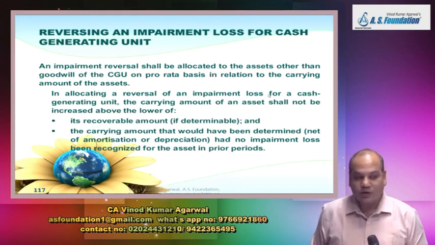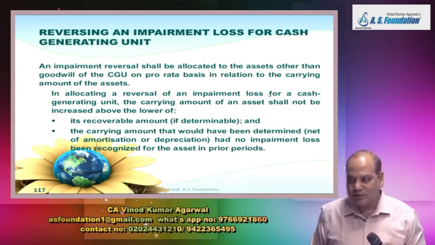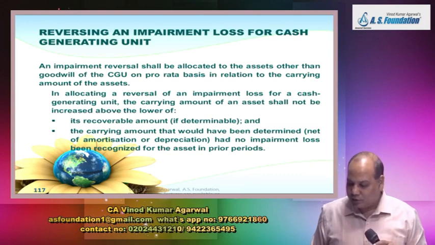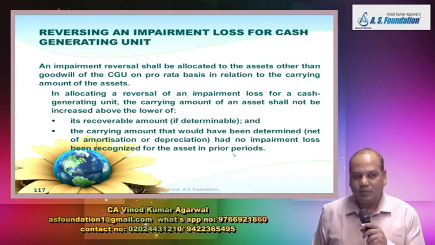But while reversing the impairment loss, you have to ensure that carrying amount of the asset should not exceed the lower of the following two. Same, recoverable amount, if determinable, and carrying amount that would have been determined net of amortization or depreciation had no impairment loss been recognized for the asset in the prior period. Okay.